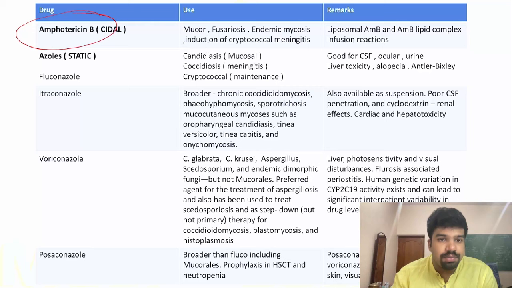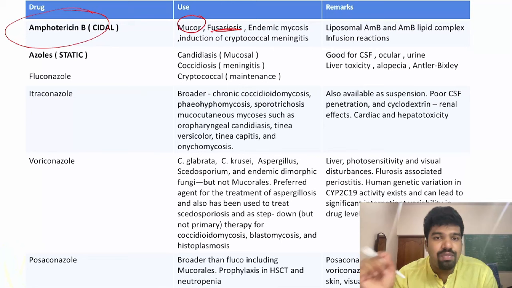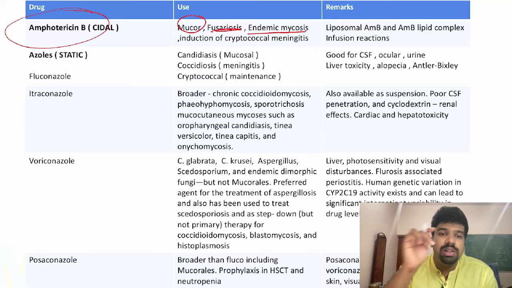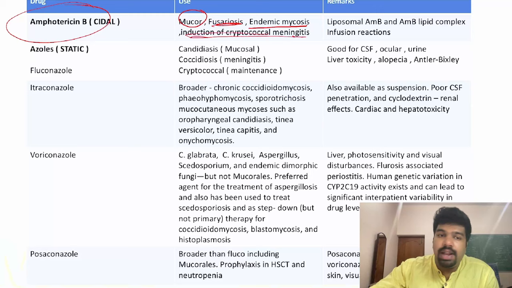Amphotericin is also used for fusariosis. Fusariosis is a very bad fungal infection, very invasive also. For endemic mycosis, all the endemic mycosis, you should remember amphotericin is given. There is no doubt. Amphotericin is definitely given for endemic mycosis, and it is definitely given for induction of cryptococcal meningitis. While for maintenance, we're going to give fluconazole.